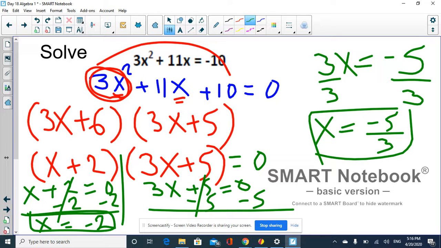If you want to make sure that your answer is correct for any of the equations we solved today, you can plug in for x. Like this one, you can plug in x is negative 2 or negative 5 over 3. You will see that your equation is correct.